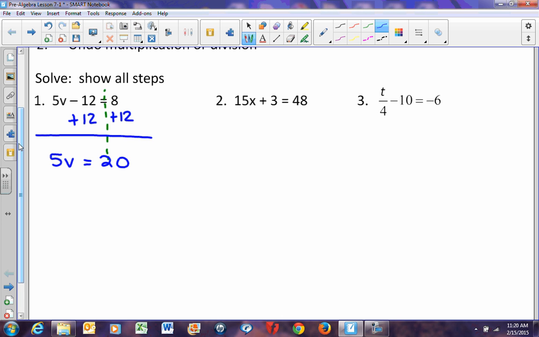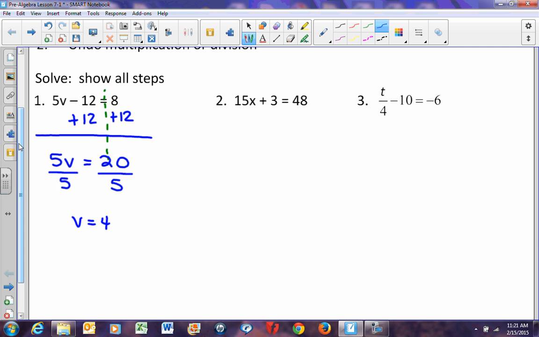Now if we look at our equation, v was multiplied by 5. To get v all by itself, we must undo that multiplication. So we will divide the left-hand side of the equation by 5. And whatever you do to one side of the equation, you must do exactly the same thing to the other side of the equation. So we'll divide 20 by 5, and v will equal 4.